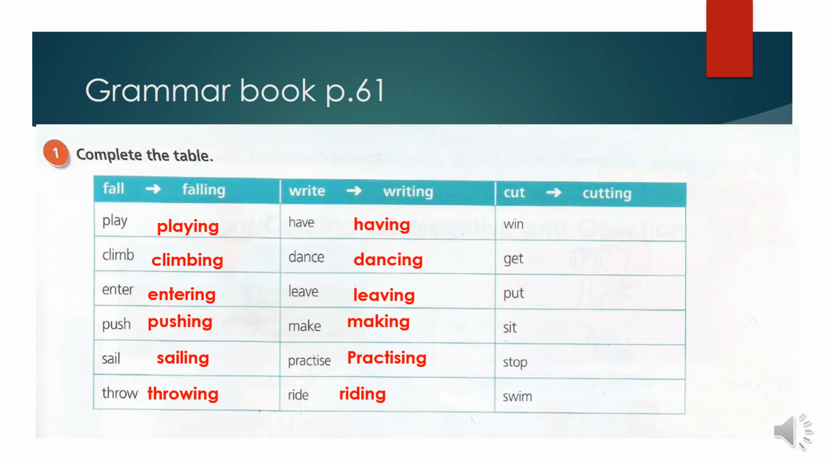Okay, cut. Cut is consonant, vowel, consonant. So in consonant, vowel, consonant, I will double the last letter and write ing. Win, winning. Get, getting, put, putting, sit, sitting, stop, stopping, swim, swimming.